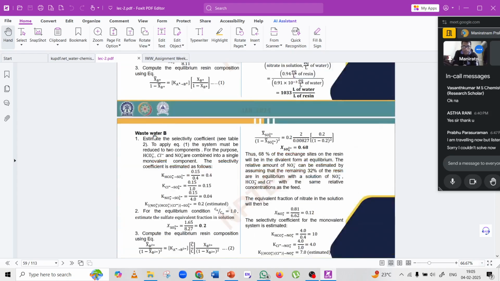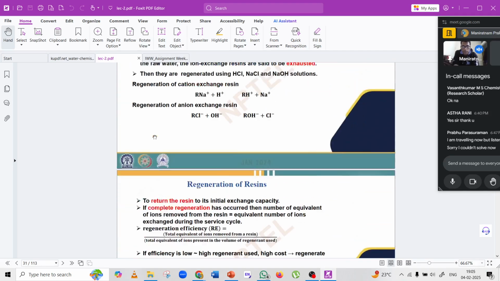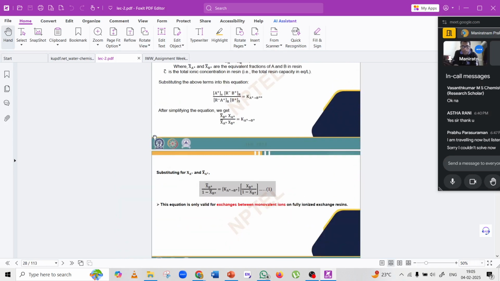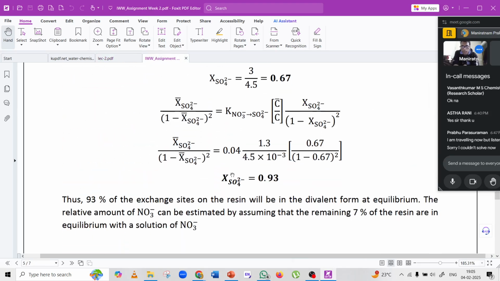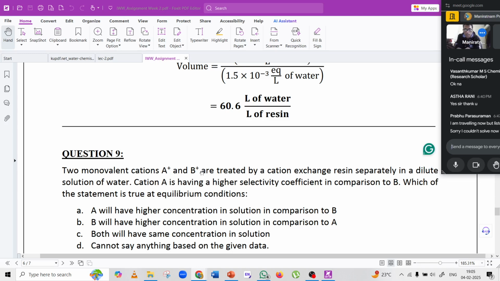What I was saying is that to answer this question, you have to use this concept. The question is very simple. We have two monovalent ions in dilute water. Cation A has a higher selectivity coefficient, meaning K is high for A as compared to B. Okay?